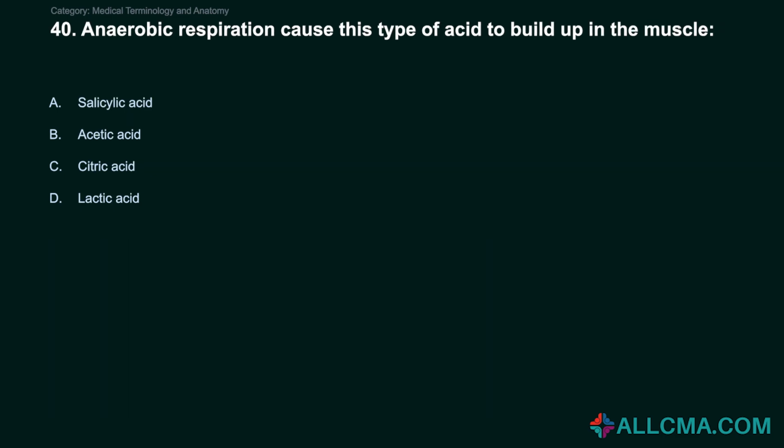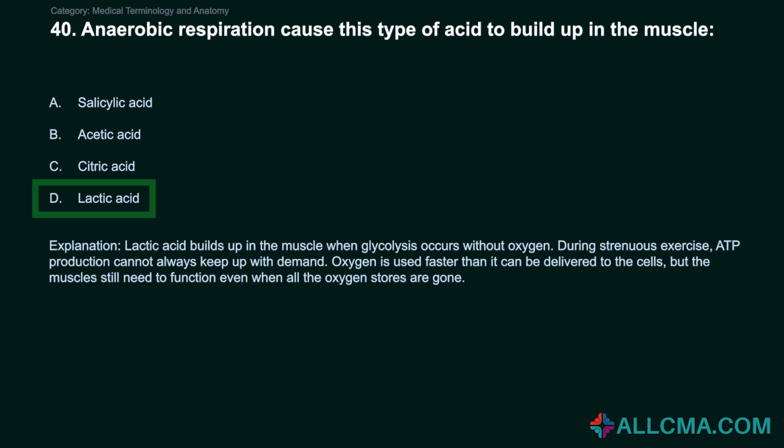40. Anaerobic respiration causes this type of acid to build up in the muscle. A. Salicylic acid. B. Acetic acid. C. Citric acid. D. Lactic acid. Correct answer, D. Lactic acid. Lactic acid builds up in the muscle when glycolysis occurs without oxygen. During strenuous exercise, ATP production cannot always keep up with demand. Oxygen is used faster than it can be delivered to the cells, but the muscles still need to function even when all the oxygen stores are gone.